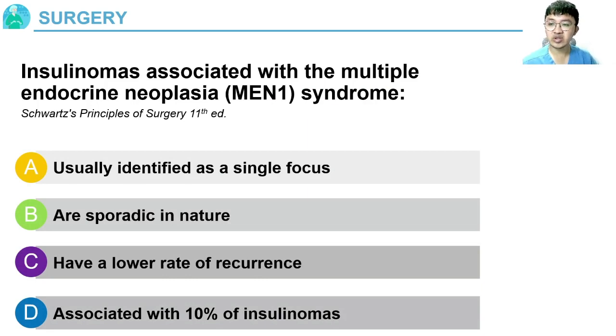Next, insulinomas associated with the multiple endocrine neoplasia syndrome. Is it A, identified as a single focus, B, sporadic in nature, C, have a lower rate of recurrence, or D, associated with 10% of insulinomas? So MEN syndrome is associated with 10% of insulinomas. If you have syndromic, there's usually multifocal, they're not sporadic, but instead are genetically derived, and they have a higher rate of recurrence.